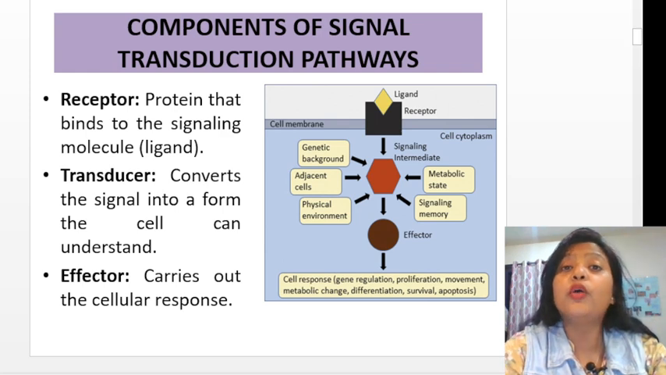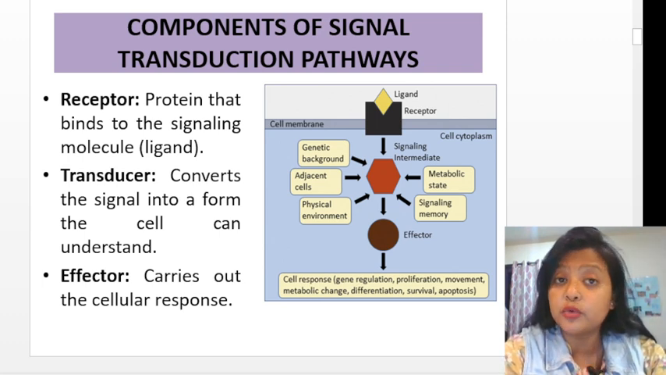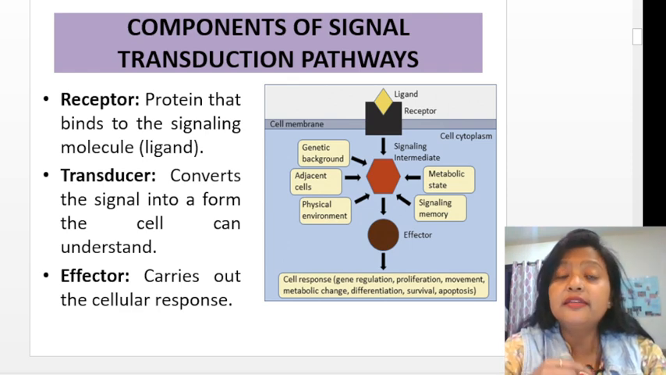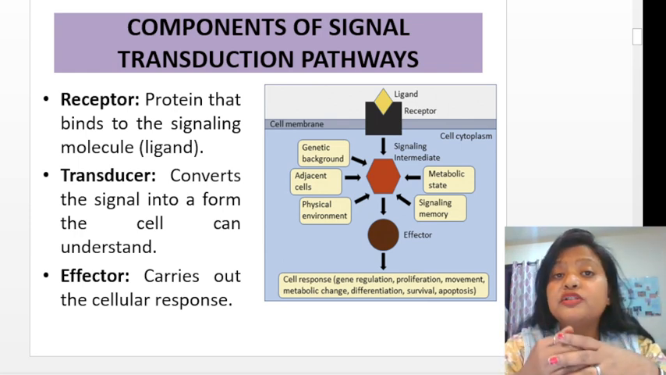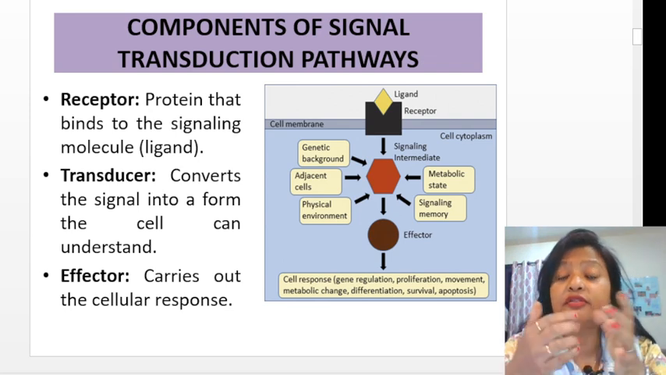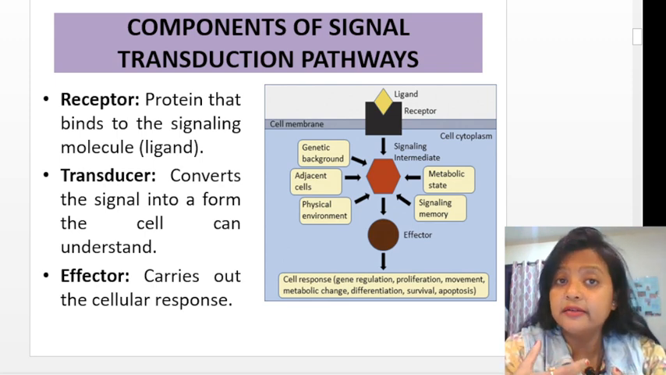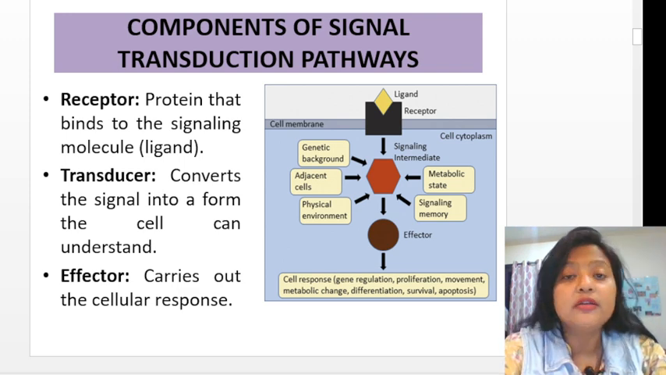Now, what are the components? Every process has some components. First of all, as I told you, there has to be a receptor. This receptor may be a protein which will bind to the signaling molecule, the ligand. The ligand is present in the outside environment, so on the cell surface there are some receptors which will detect them. After detecting them, this is passed on to the transducer. The transducer will convert the signal into a form which the cell can understand. After that there is an effector in the interior part of the cell. This effector will carry out the cellular response.